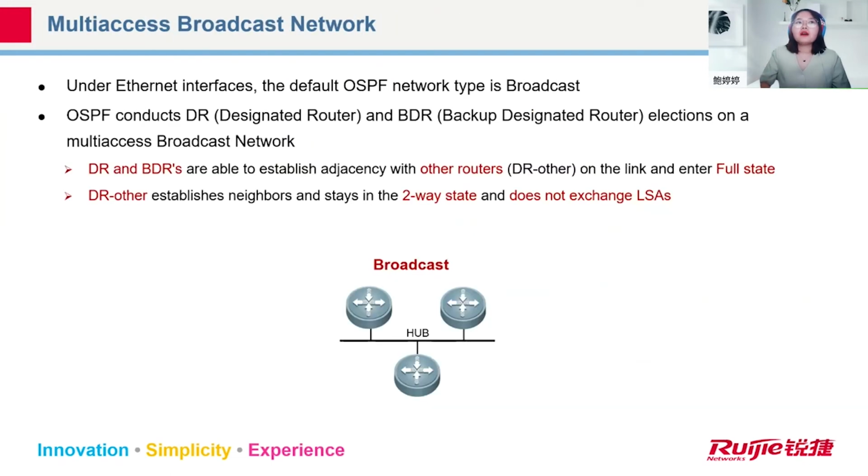And we said we will select DR and BDR. Pay attention, DR and BDR will only be selected in a multicast broadcast network. For example, in this network, we have 3 links connected with a hub, maybe connected with a switch, and all the interfaces are in the same segment. So this network we call a broadcast network, and we have to select one DR and one BDR, and the rest of them will become DR other.